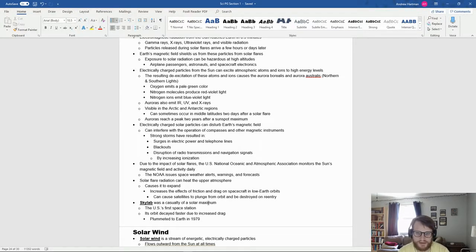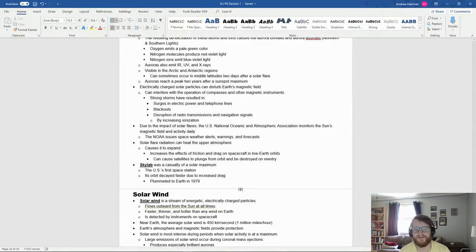Okay. The northern and southern lights are visible in the Arctic and Antarctic regions. However, after a solar flare, about 2 days afterwards, you can sometimes see them in latitudes in between, or the middle latitudes. Auroras themselves will reach a peak 2 years after a sunspot maximum. I guess that's when the atoms and ions are finally releasing that energy, right?